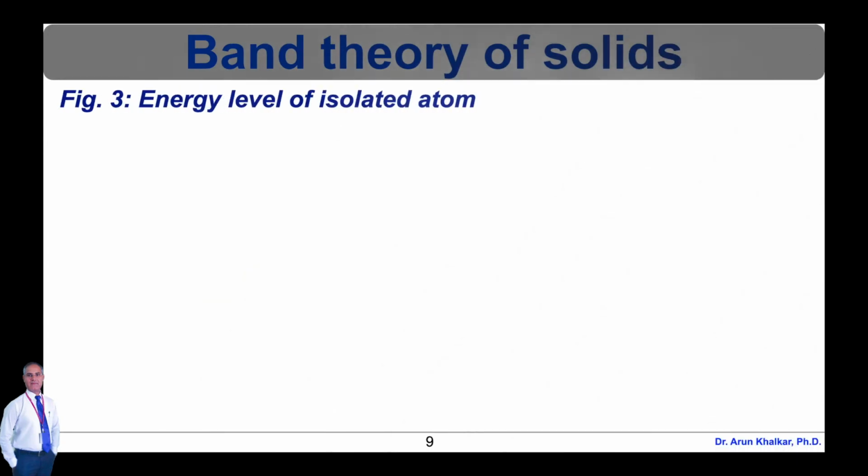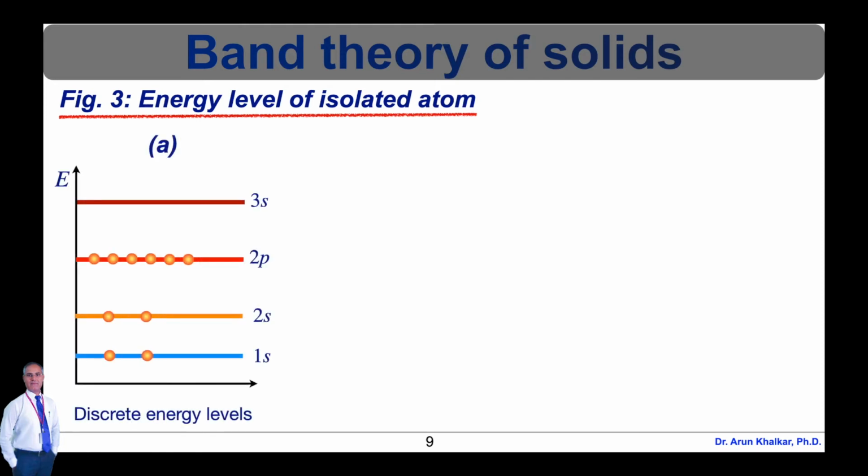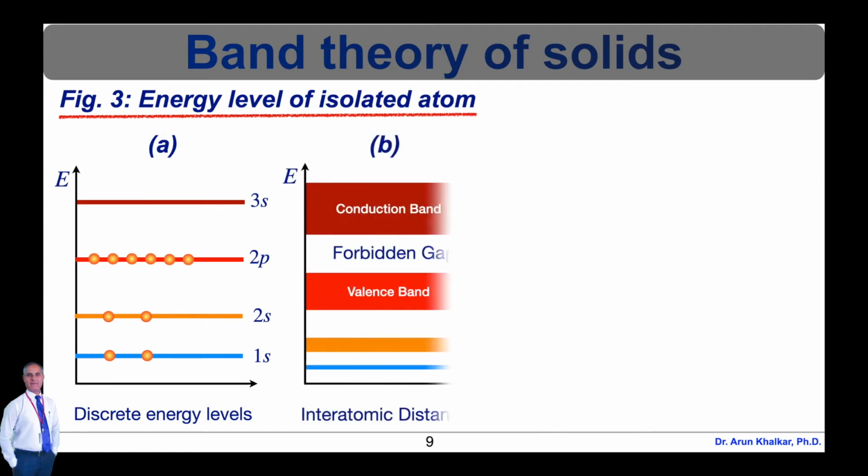The energy level of an isolated atom is shown in figure number 3. The energy of electrons is well defined and discrete, as shown in figure A. There are a number of energy bands in solids, but three of them are important to understand the behavior of solids. These energy bands are the valence band, conduction band, and forbidden band or forbidden gap, as shown in figure B.